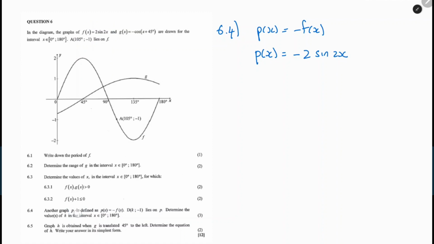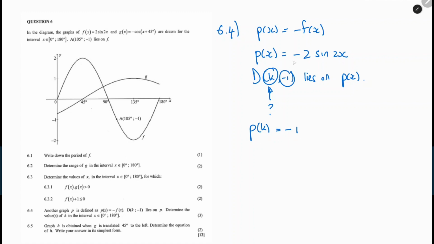Okay, what does the question want? We've got a point D, k minus 1. So this point lies on P of x. Determine the values of k in the interval 0 to 180. Okay, so what is k? What we have is that P of k is going to equal minus 1, right? Because we plug in the x, we get out the y. P of k gives us minus 1.